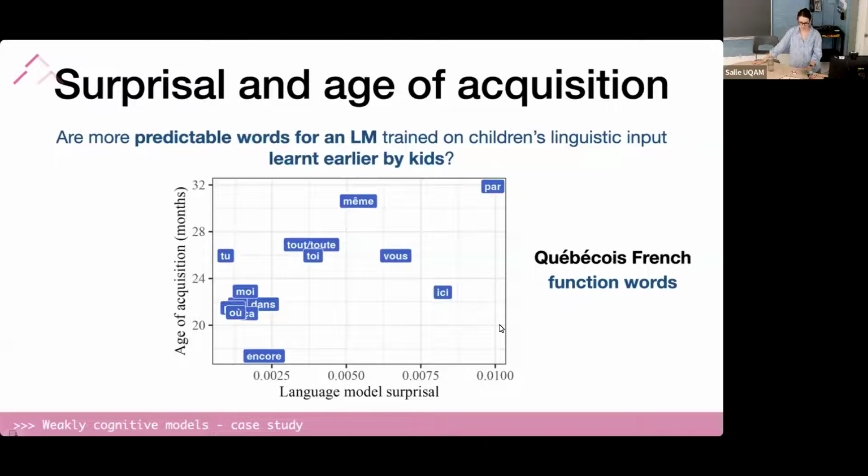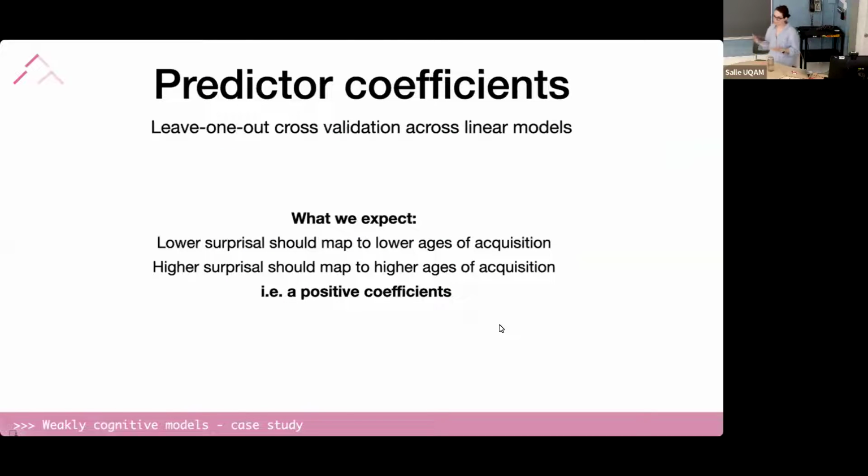Okay. So that gives you just a sense of what exactly we're trying to do here, right? We're trying to predict this age of acquisition based on this surprisal measure. So if we wanted to fit some linear models and look at the coefficients, what should we expect?